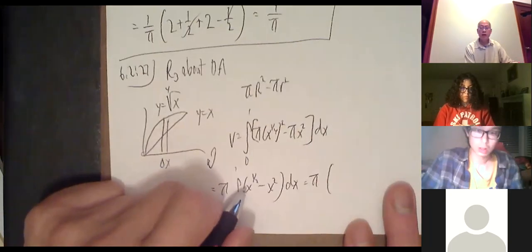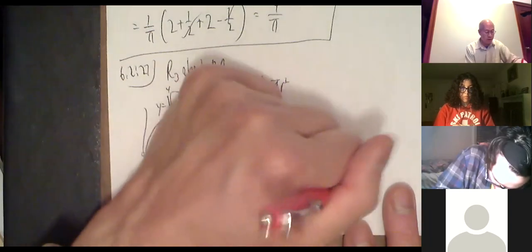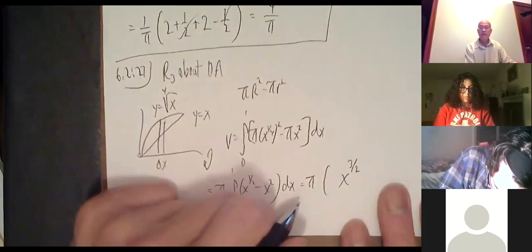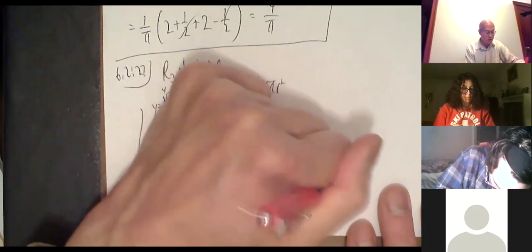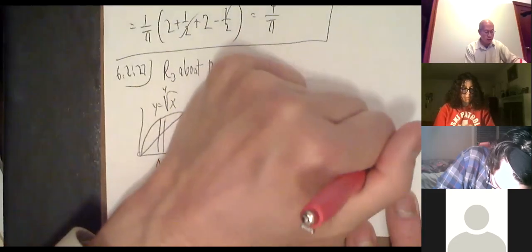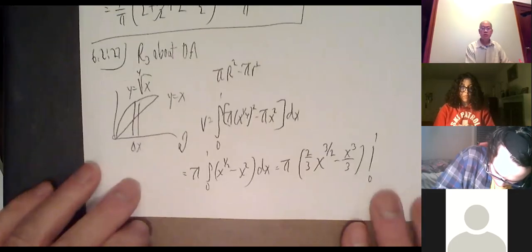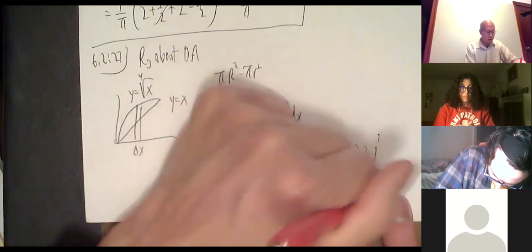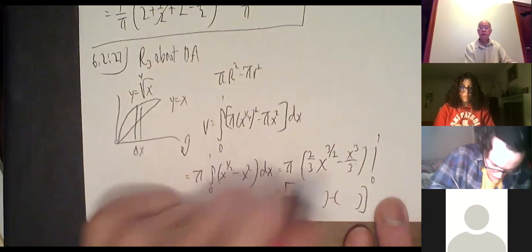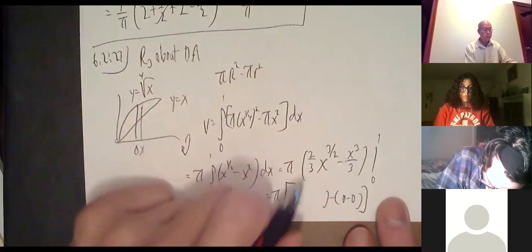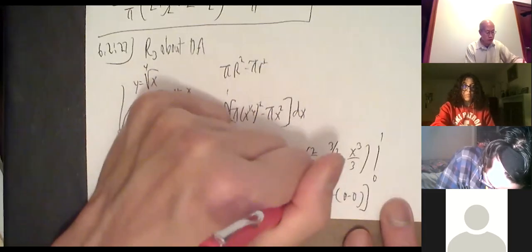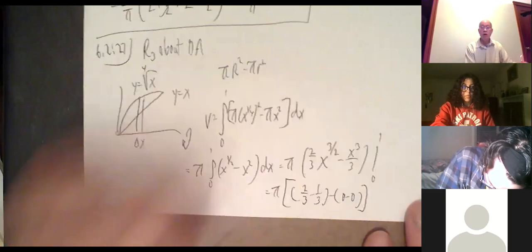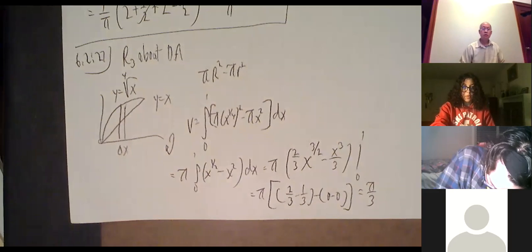The integral of x to the 1/2 is x to the 3/2 divided by 3/2, minus x cubed over 3, from 0 to 1. Plug in 0, you get 0 minus 0. Plug in 1, you have 2/3 minus 1/3, which is 1/3 pi, or pi over 3. It looks like it's pi over 3.